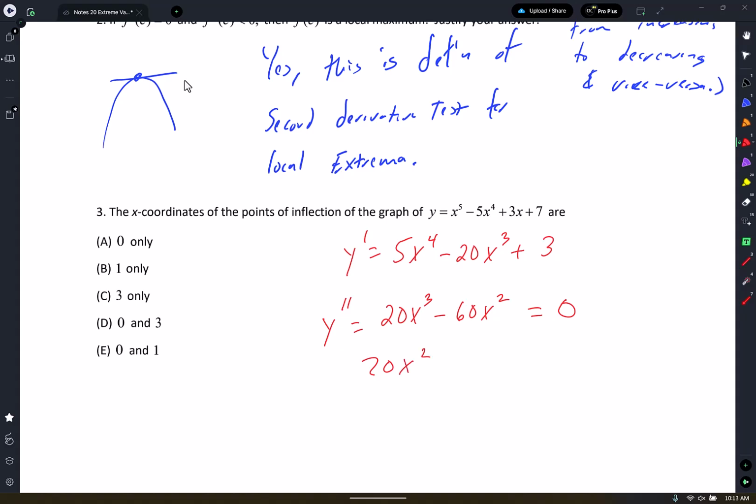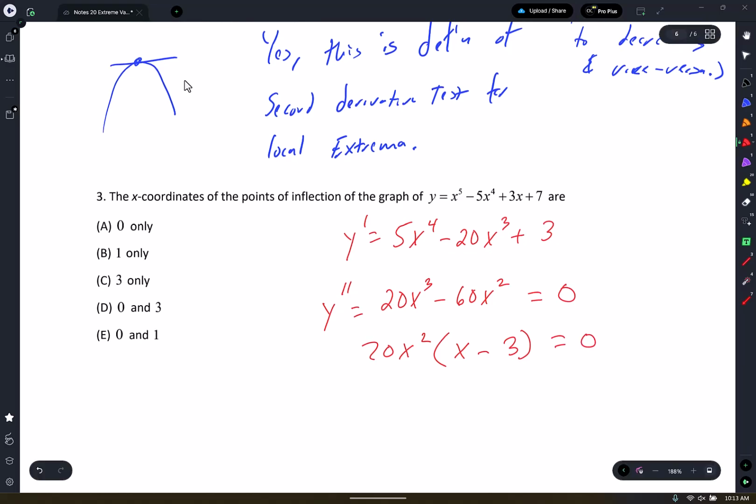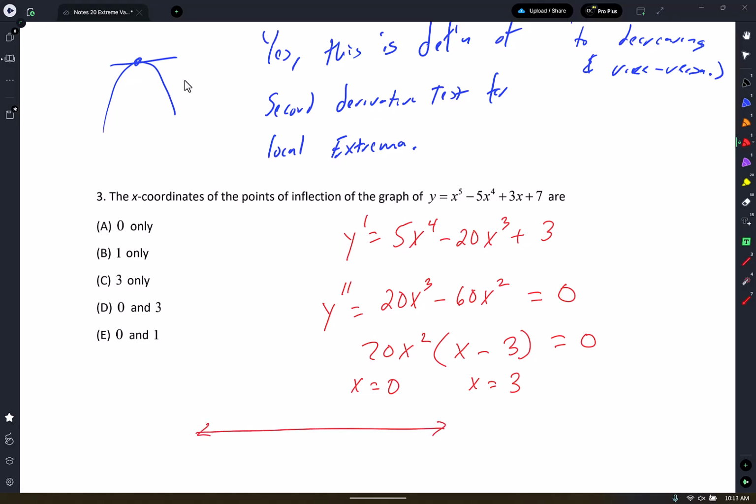Factor out a 20x squared, and you're going to get x minus 3. Are we still okay? x equals 0 and x equals 3. Be careful, do not answer the letter D, not yet. Make a railroad track or sign chart, call that y prime prime, with 0 and 3. Work smarter, not harder. Wait, did I say that right? Sometimes I mix stuff up, especially when I have no sleep.